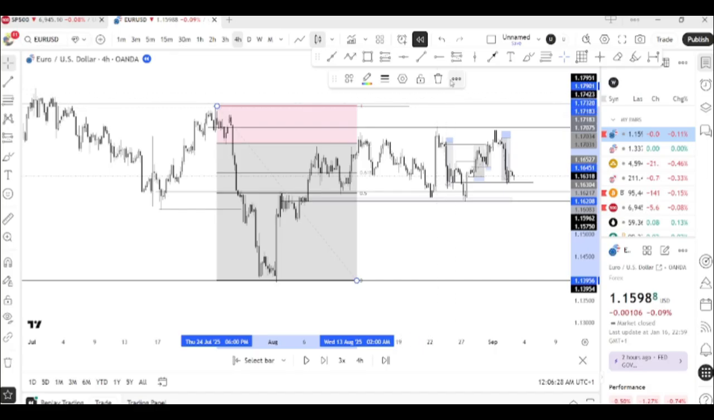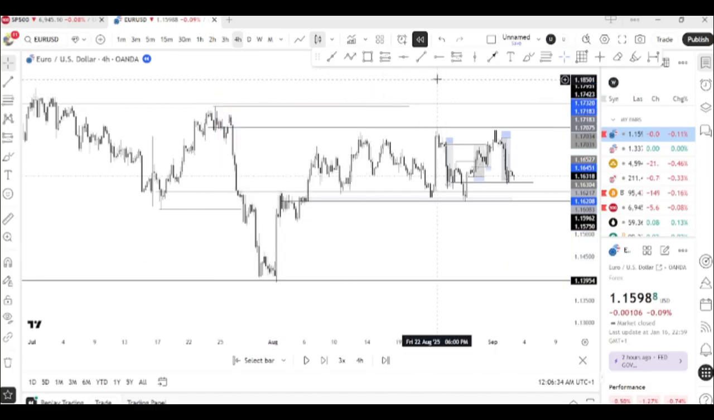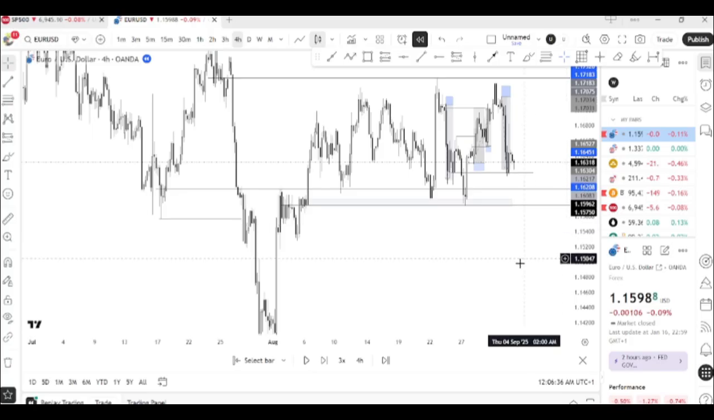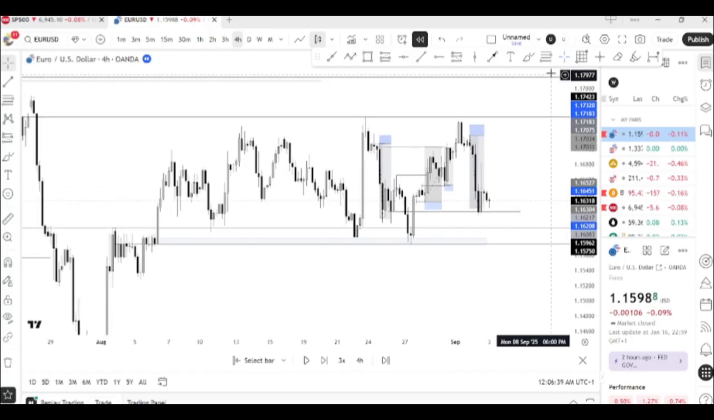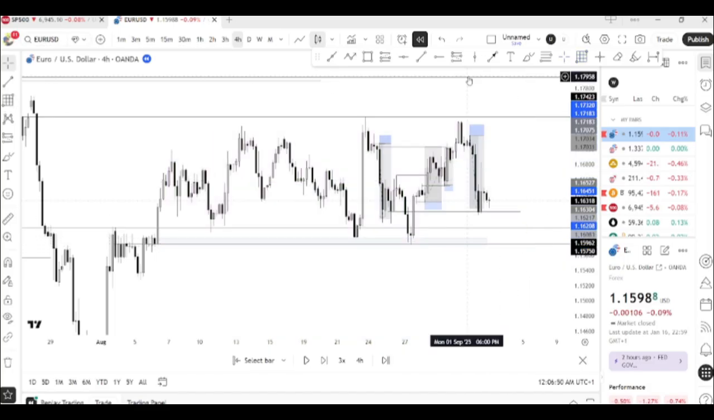So what we are going to do now is combine all the structure. But the first thing I want us to look out for is this range. Look at the market, it is ranging between here and here. So let's focus on this range, and when we break out of the range, we can then focus on structure. So for now, let's look at the range.